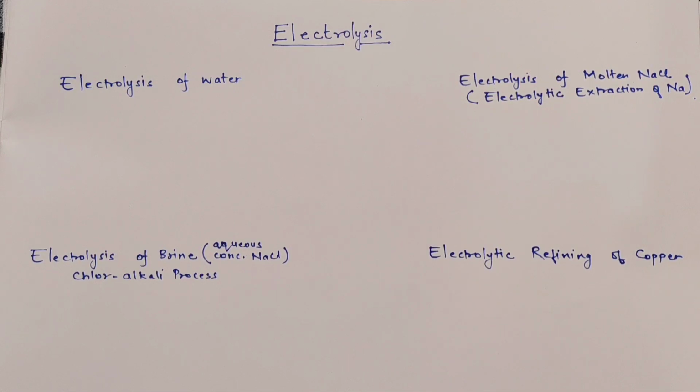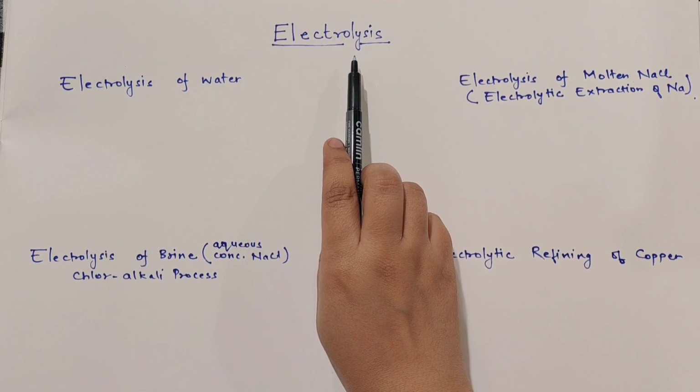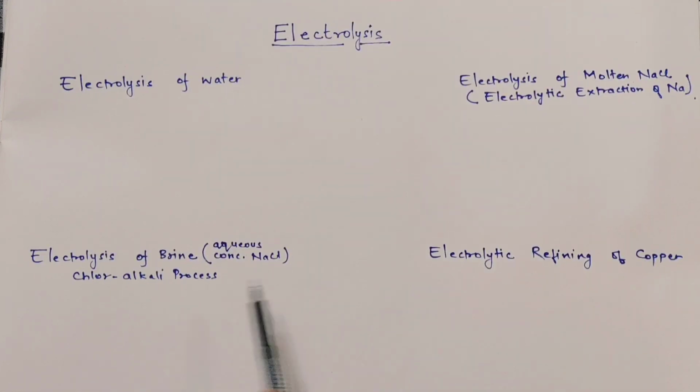Today we will be talking about electrolysis. We will discuss what electrolysis is and how it happens and all the 4 electrolysis in your syllabus: electrolysis of water, molten NaCl, electrolysis of brine and electrolytic refining of copper. We will compare and contrast them in terms of their diagrams, the electrodes used, the electrolytes used, the products formed at anode and cathode, and obviously the reactions. So all this we will do so that you can remember them nicely. Okay, so let's get started.